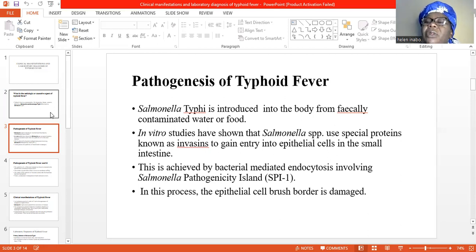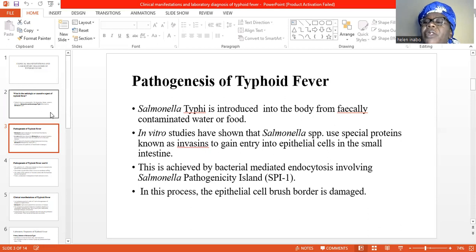So in vitro studies have shown that Salmonella species use invasins, which are special proteins that are used to gain entry into epithelial cells of the small intestine. This is normally achieved by a process known as bacteria-mediated endocytosis involving Salmonella pathogenicity island, SPI1.